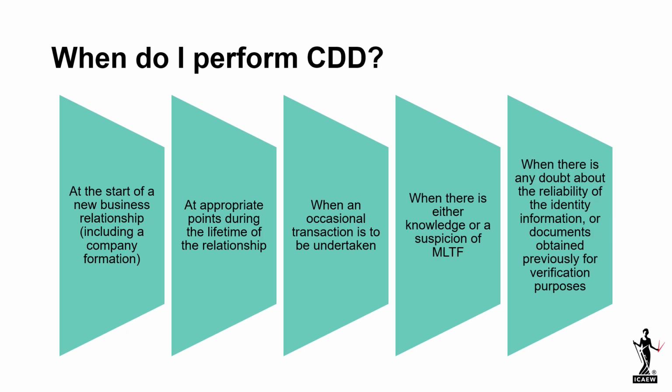Less relevant to our firms is when an occasional transaction is to be undertaken. Another trigger is when you have a suspicion or knowledge of money laundering or terrorist financing. Suppose you've submitted a suspicious activity report, then you would want to revisit your customer due diligence. You might also want to disengage. It's not mandatory to disengage, but certainly at the minimum, you would want to revisit your customer due diligence and your risk assessment. And finally, when there is any doubt about the reliability of the identity information that you've been provided by the client. So maybe something has come to light and you think one of the verification documents might have been falsified, you would then go back to your customer due diligence and reconsider.